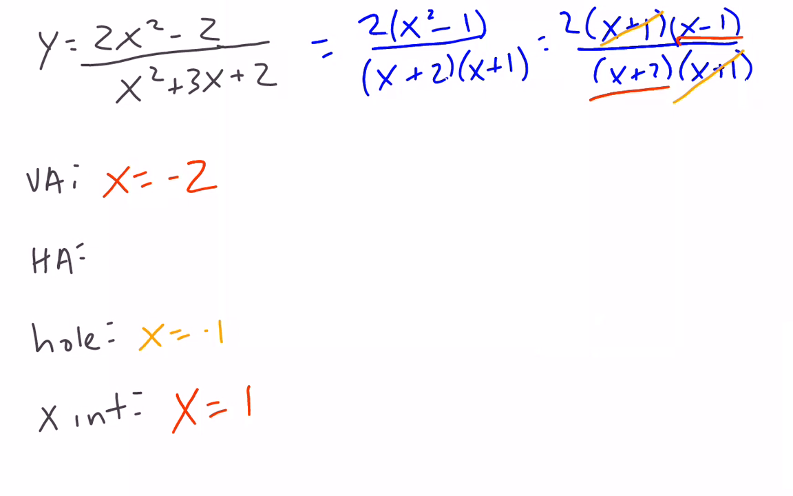And once again, horizontal asymptotes are usually easier to see before I've factored. The degree of my top is 2, the degree of my bottom is 2, so that means my equation will be the ratio of the coefficients, 2 over 1, which is 2.